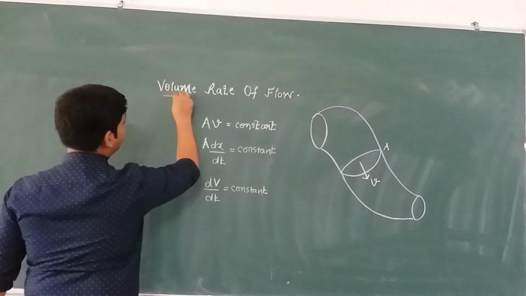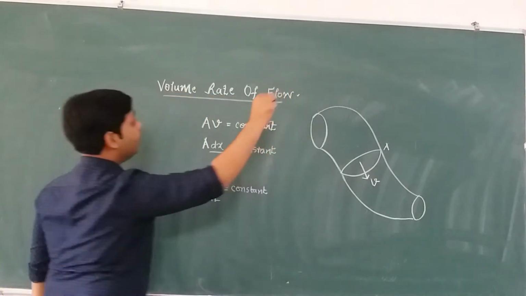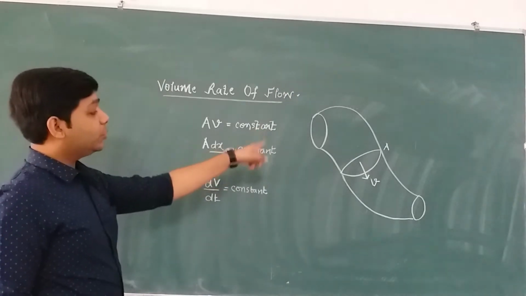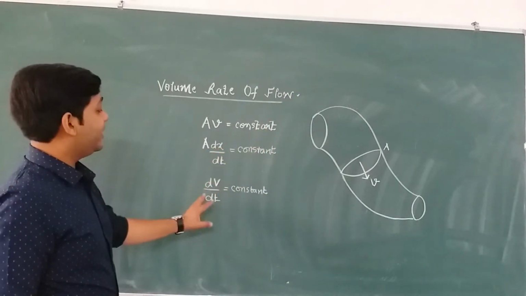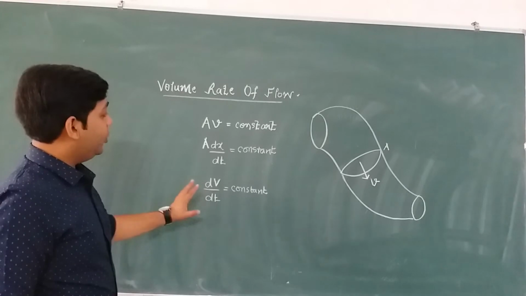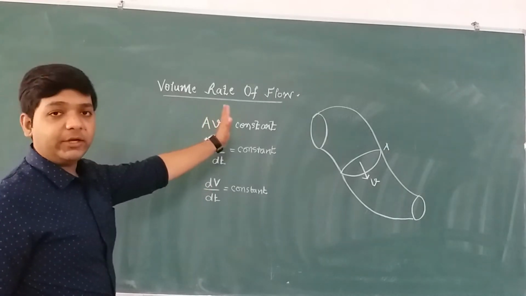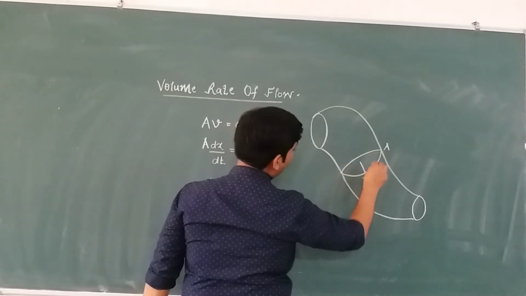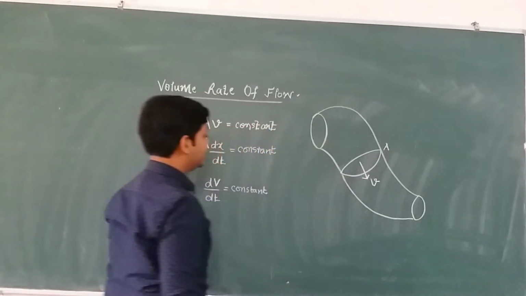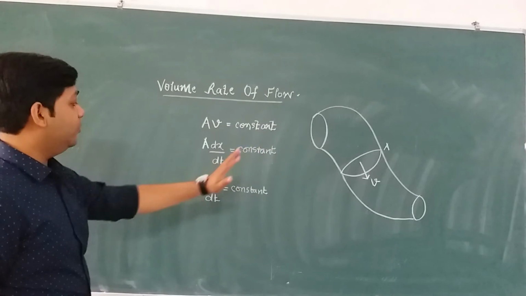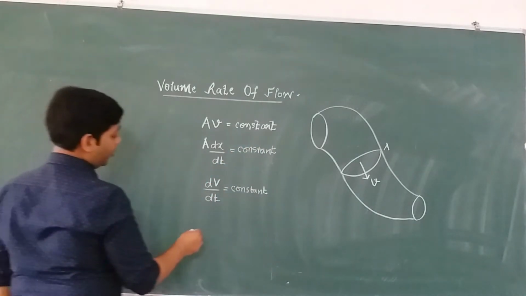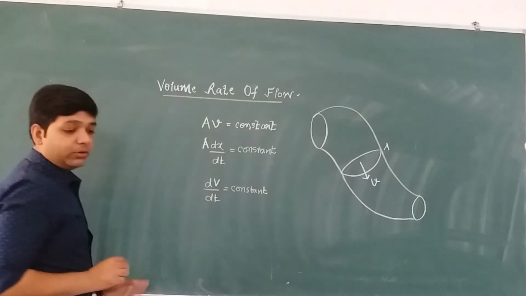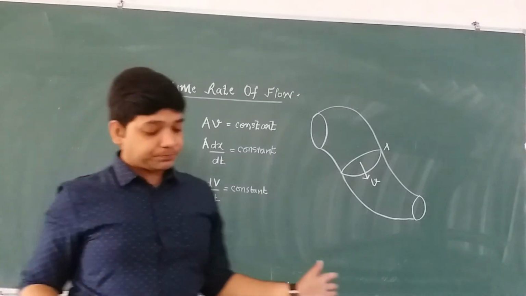What is volume rate of flow? The volume of fluid that flows through the cross-section per unit time is called the volume rate of flow, or simply rate of flow. So in one second, how much volume of liquid passes through the cross-section, that is called the volume rate of flow, and this is very important, right? So please write down the definition of volume rate of flow.